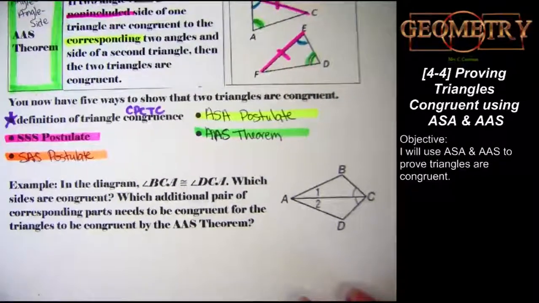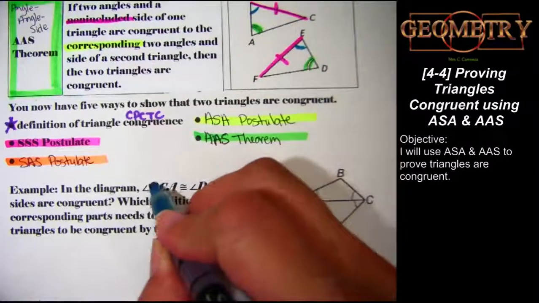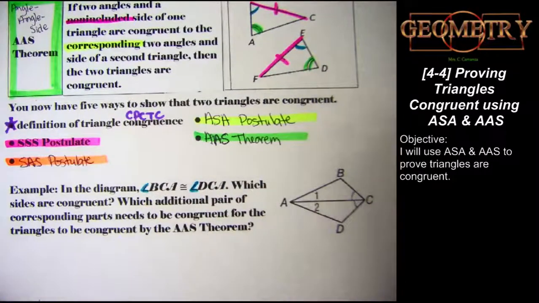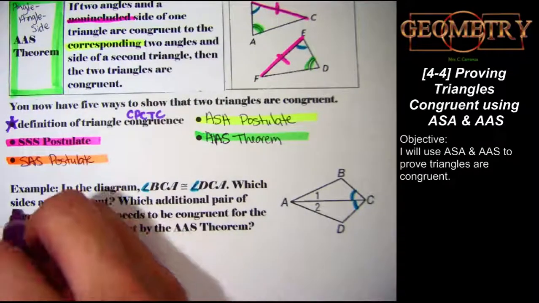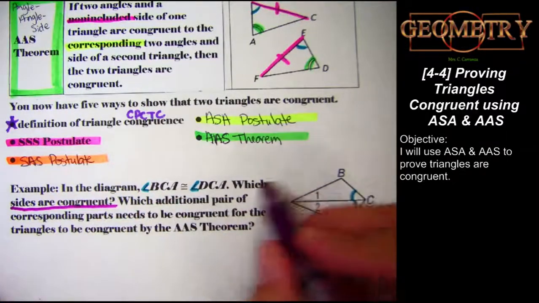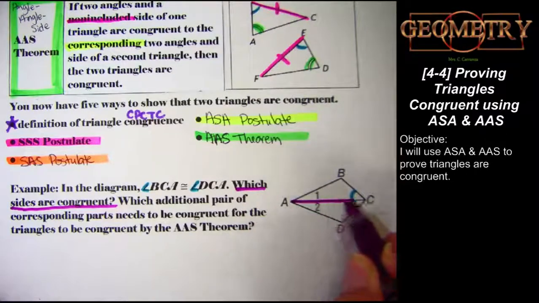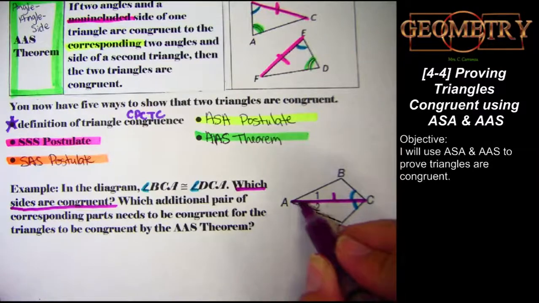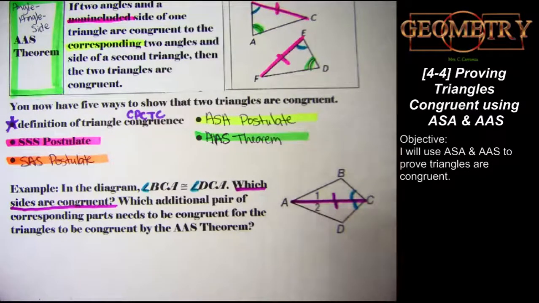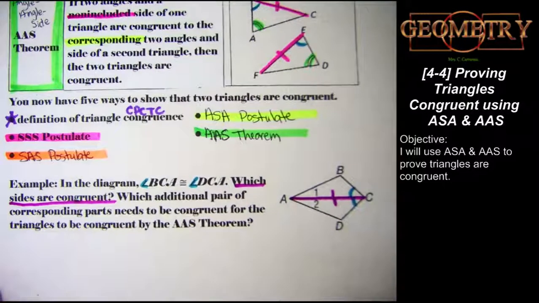All right. In this diagram, we're told that angle BCA is congruent to angle DCA. BCA, this angle here, congruent to DCA, this angle right here. Which pair of sides are congruent? AC. This AC, as it corresponds to the angle on top, is congruent to this AC, which corresponds to this triangle on bottom. That's that reflexive property that got used in the previous proof.